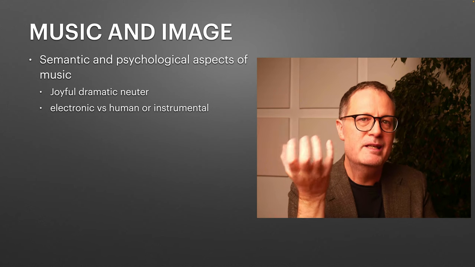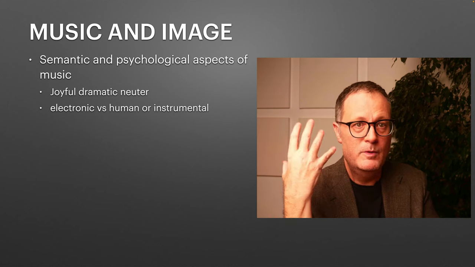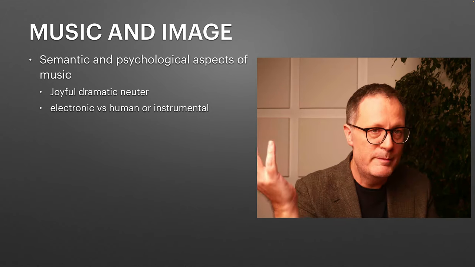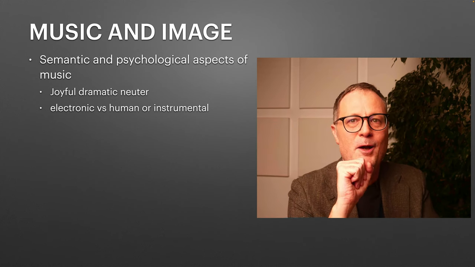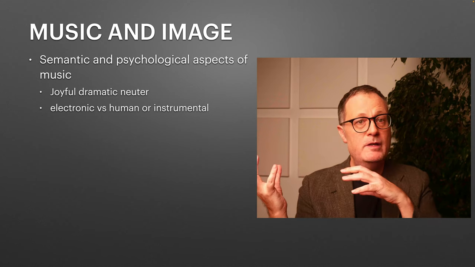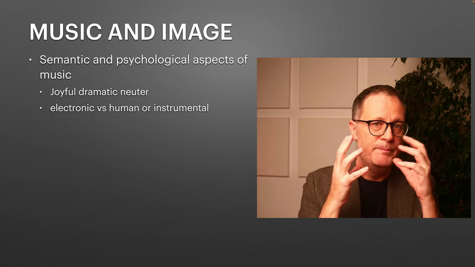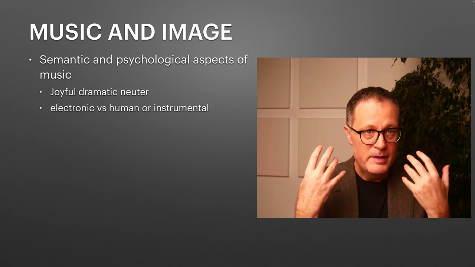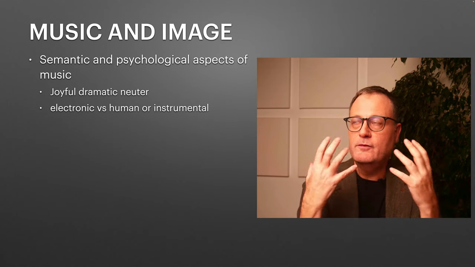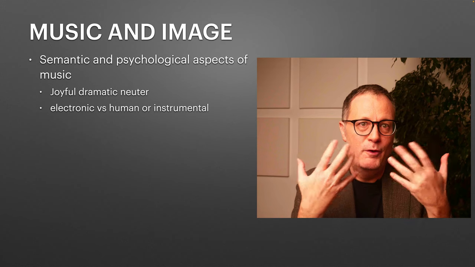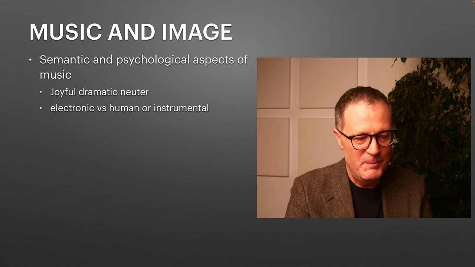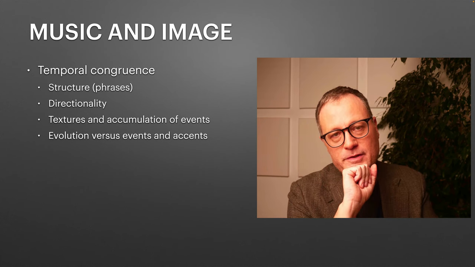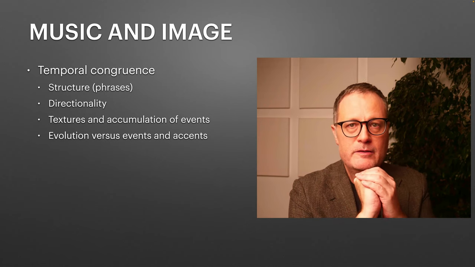So in general, music applies a kind of semantic and psychological aspect to the ensemble, as for instance, it can be joyful or dramatic, neutral, I don't know. And also the fact that the music is electronic or instrumental, or it's a voice, will change very much how we perceive the image. So it will be either a kind of electronic image or, on the contrary, something more human. So it's really essential. And the most important part of this relation is the temporal congruence.